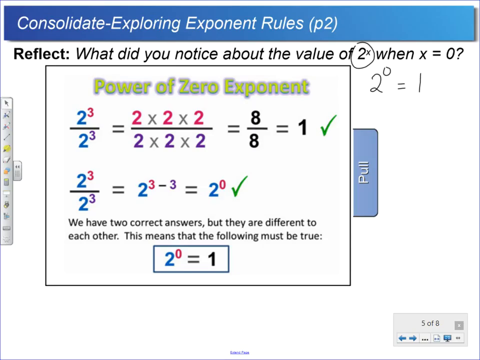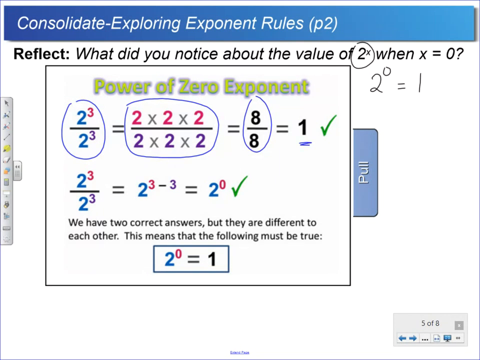So I want you to study this for a moment. Have a look at this expression here. We have 2 to the 3 divided by 2 to the 3. If we expand that out, we'll end up with this expression here: 2 by 2 by 2 divided by 2 by 2 by 2. Evaluating, that gives you 8 over 8, which produces a value of 1.